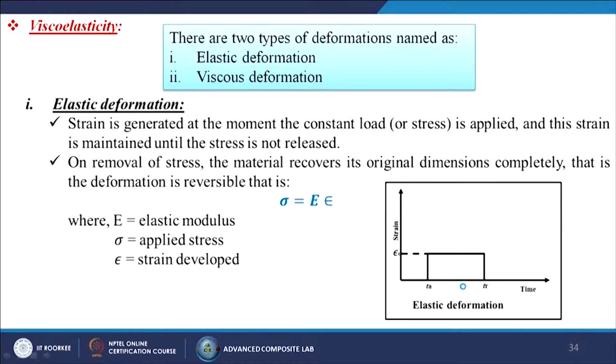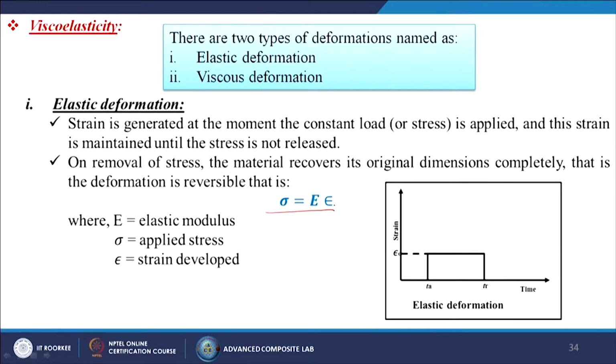Now, we are going to discuss viscoelasticity. So, there are two types of deformations generally we are seeing. The first one is known as elastic deformation, and the second one is called viscous deformation. So, what is elastic deformation? Strain is generated at the moment the constant load or stress is applied, and the strain is maintained until the stress is released. On removal of stress, the material recovers its original dimensions completely, that is, the deformation is reversible, because it will come again to its original position.